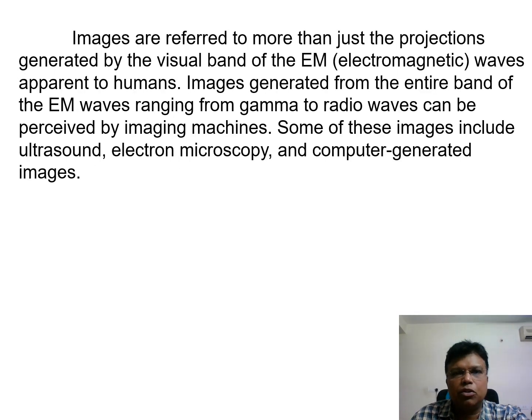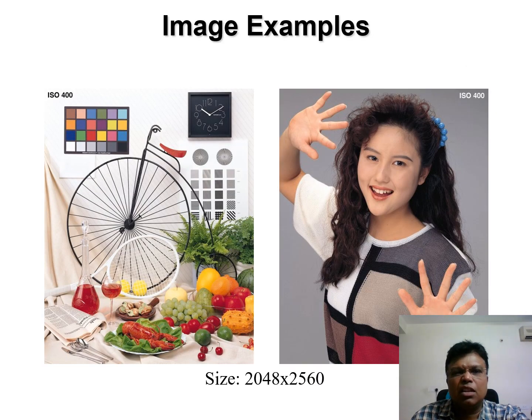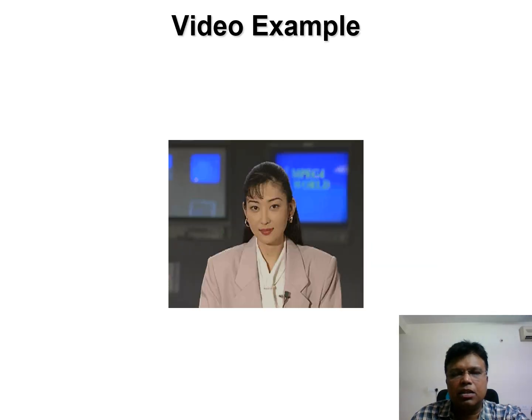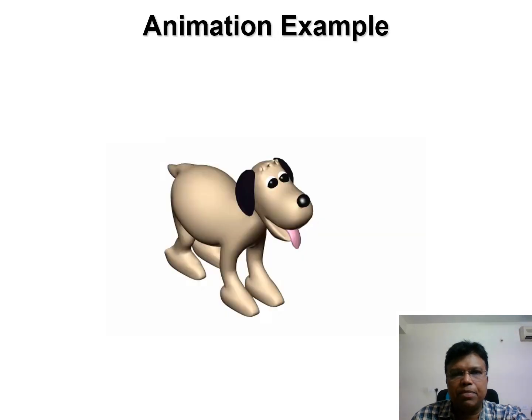Images refer to more than just the projections generated by the visual band of electromagnetic waves which is apparent to humans. Some of these images include ultrasound, electron microscope generated and computer generated images. You can see sample images of size 2048 by 2560. This is a sample image, this is an example of a graphic image, the third one is an example of a video, and this one is an example of an animation.